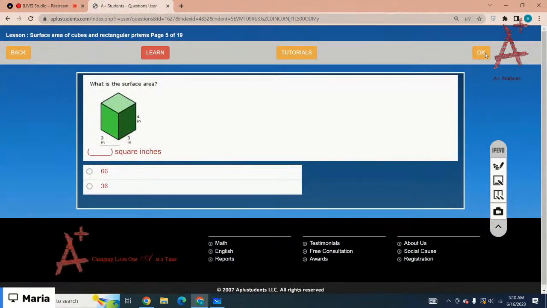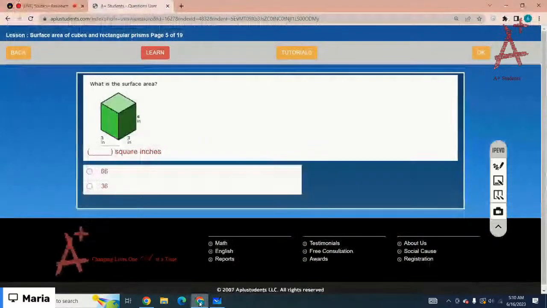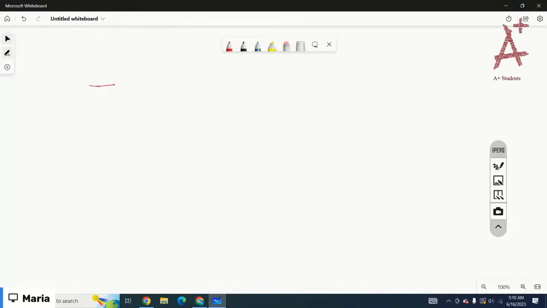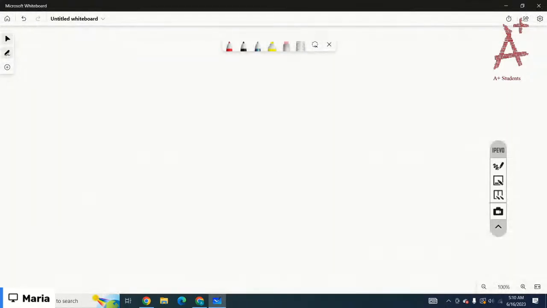Okay, what is the surface area? Let's calculate the surface area by the pair of faces. Start calculating the area of each pair of faces. Let's start with the first pair of faces. 3 and 4, it would be 3 times 4, that would be 12. The other face is also 3 times 4, that would be 12.